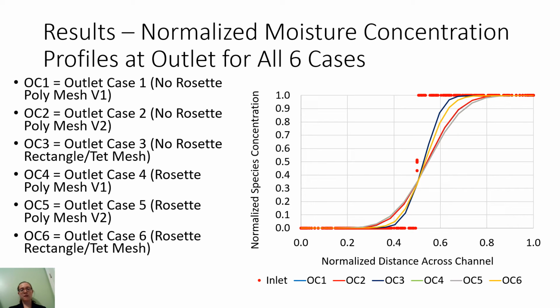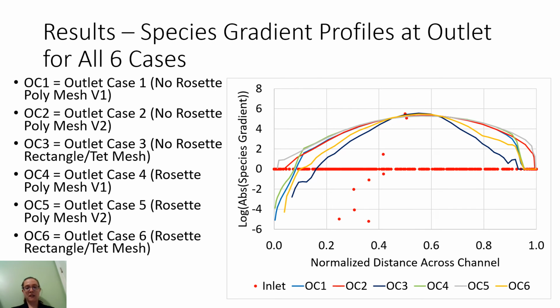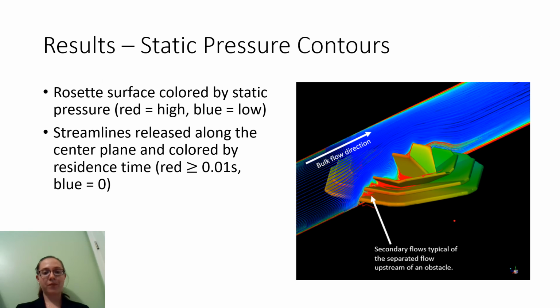And the difference between case 3 and case 6, with rosette or non-rosette, even with our best mesh so far, indicates that the presence of the rosette does not make as much of a difference as the difference in the meshing scheme does. You can see a similar story here with our species gradient profiles. There is greater diffusion happening in all of our cases at the outlet than at the inlet, which indicates again that there's diffusion happening throughout our meshes.